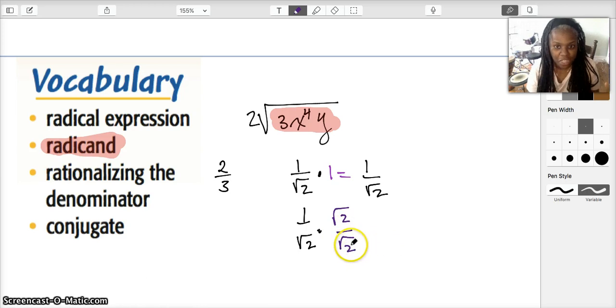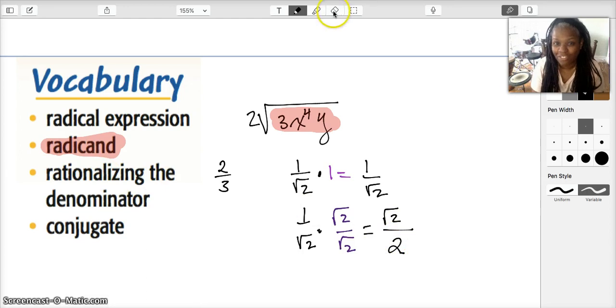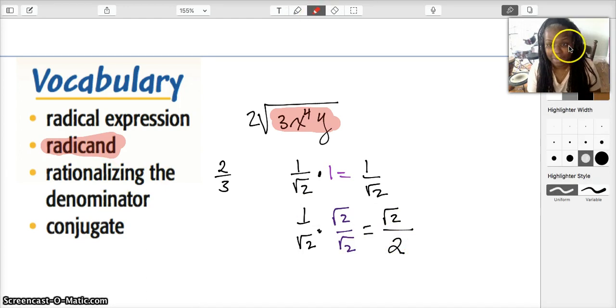I'm not changing a thing, but I am going to follow the laws of multiplication, right? When I multiply fractions, I multiply numerator times numerator and denominator times denominator. The square root of 2 times the square root of 2 is just 2. So what I've done is made my denominator rational. I've rationalized the denominator. And so that is the wonderful thing that we just did here.